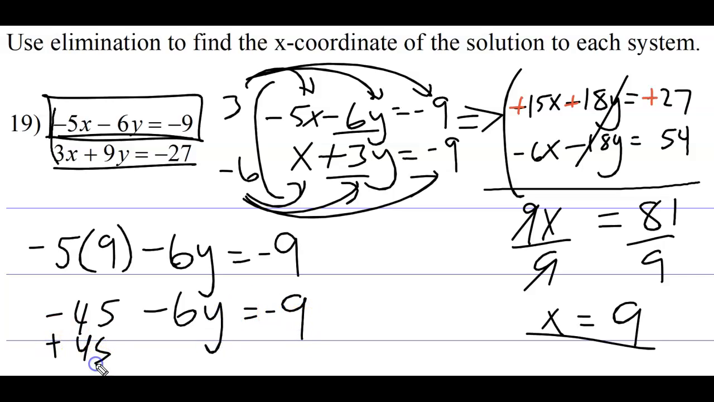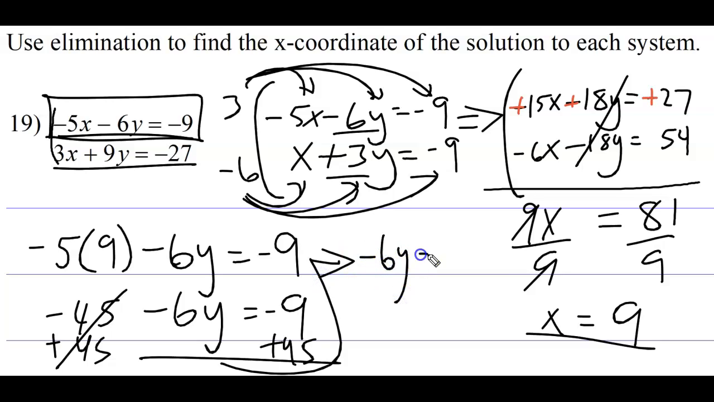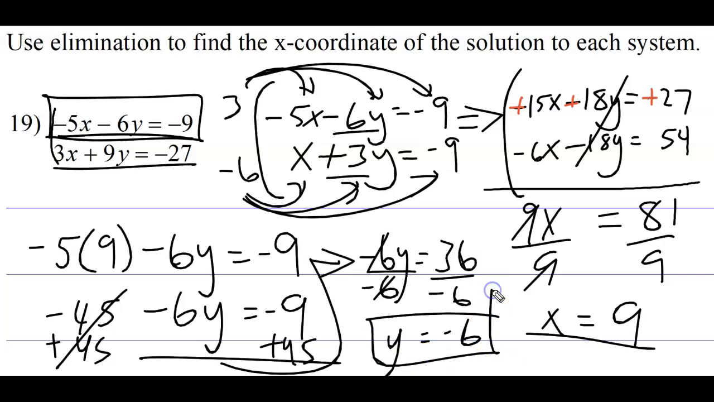Add 45 on both sides here. And that's going to give me the following. Negative 6y is equal to 36. And division will give me my final answer, which is negative 6. There we go. So there's our two values for x and y. That's what's known as the elimination method.